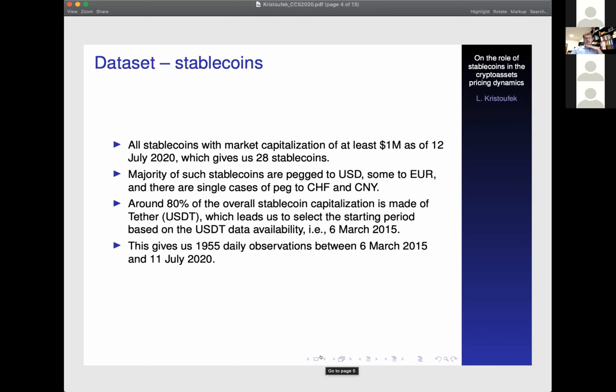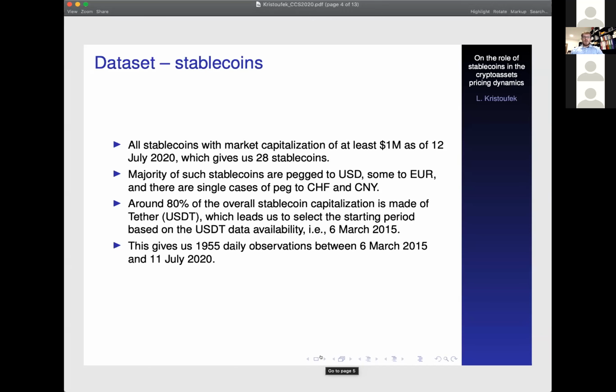So the data set is the following. So first part are the stablecoins. So I collected all stablecoins with market capitalization of at least $1 million as of July 2020. That gave me 28 stablecoins. And the majority of such stablecoins are pegged to US dollar. Some of them are pegged to euro. And there is one that is pegged to Swiss franc, and one to renminbi.